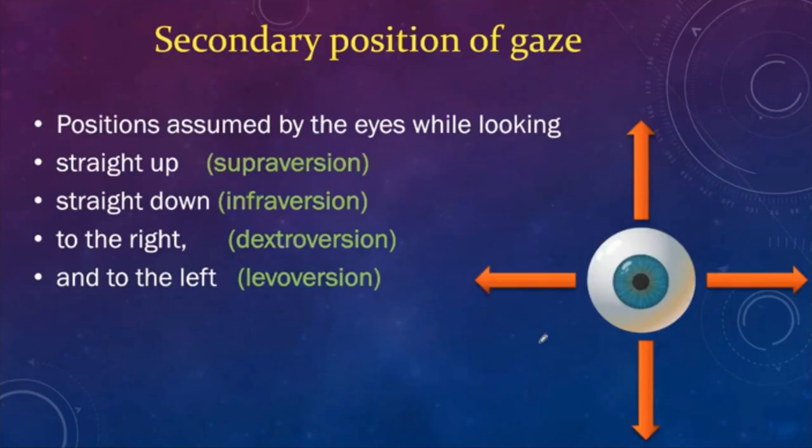Okay, then from the primary gaze, we have other secondary gazes. The secondary gazes are either the eye is looking upward, and in this case it's called supraversion, or the eye looks downward, so it's called infraversion, or both eyes look to the right, then it's called dextroversion, or both eyes looking to the left, then this is called levoversion. So the thing that's common here is called version. Version means conjugate eye movements. Both eyes are moving together. So version again is movement of both eyes together.